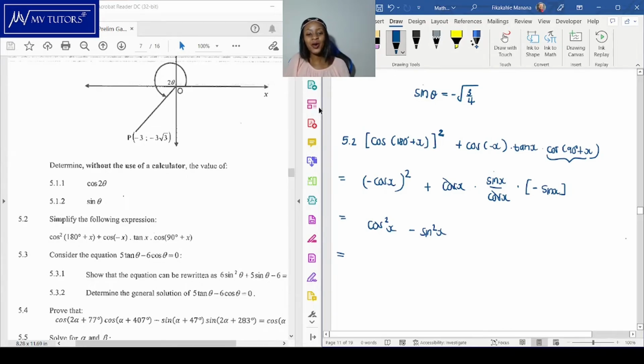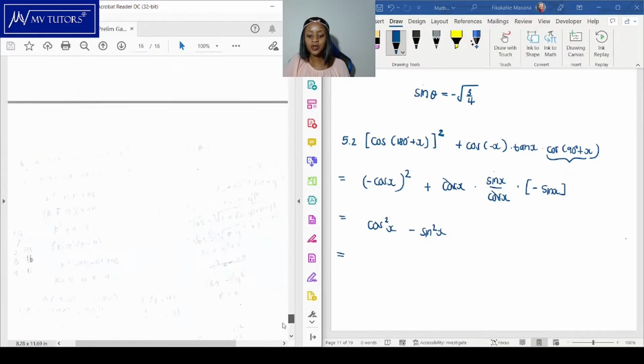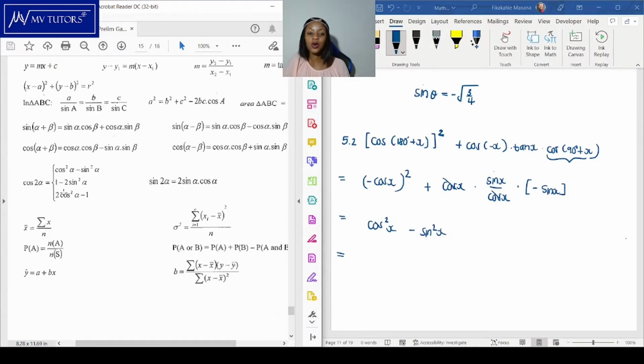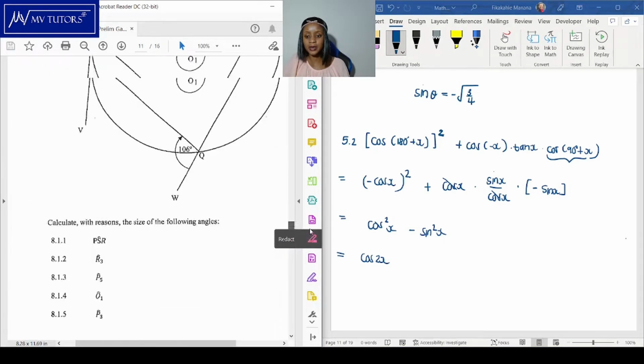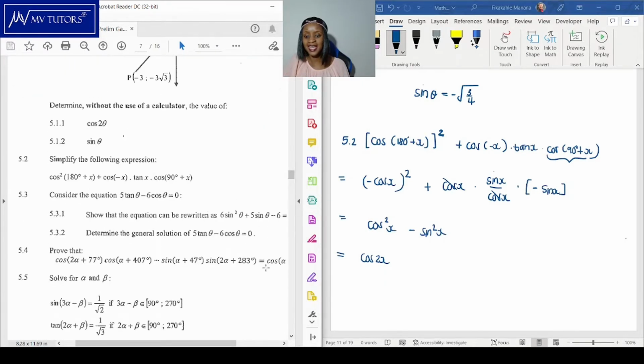And I hope when you see a negative, you get reminded that one of the options for cos 2x, or cos of a double angle, is cos squared of an angle minus sine squared of an angle. Okay, there it is. I hope you can see my cursor. So at the end, we're going to have cos 2x, and that is basically it with number 5.2. Let me just make sure before we move on. And yeah, that's basically it.